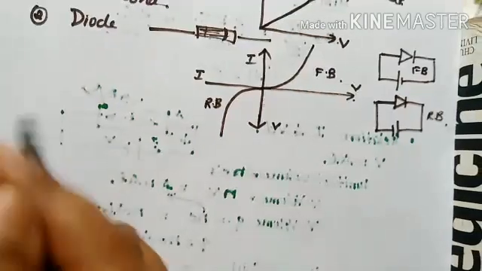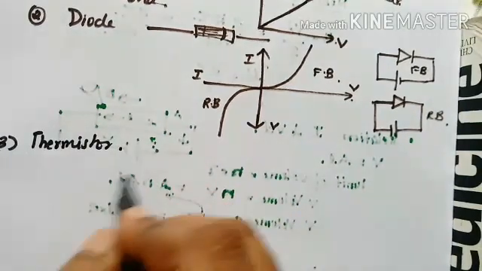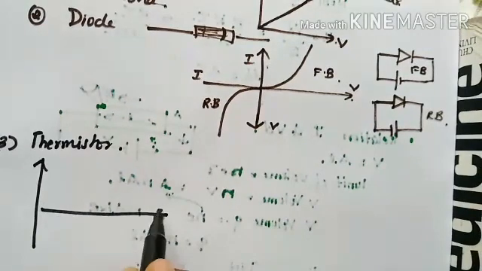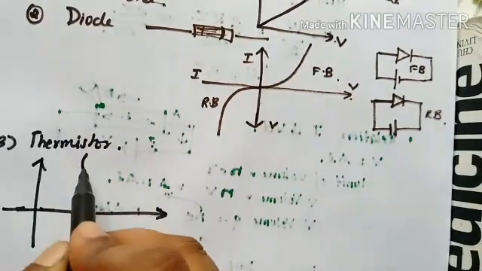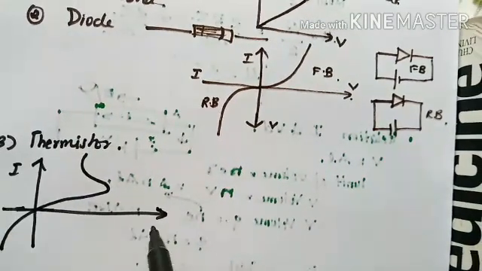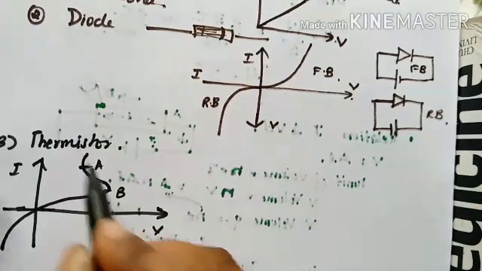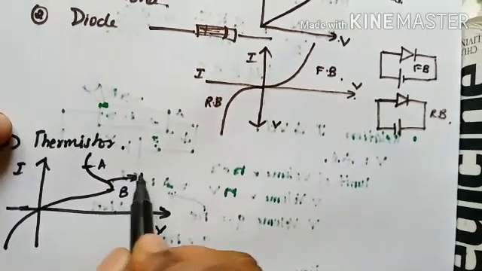The third type of material which doesn't follow Ohm's law is the thermistor. In the case of a thermistor, look into the graph, guys. It is like this. Why it is so, etc., you will learn at degree level. That much is not required. Just look into the graph. This is I, this is V. You see a portion AB here, right? I'm marking it as AB. This portion is known as the negative resistance region.